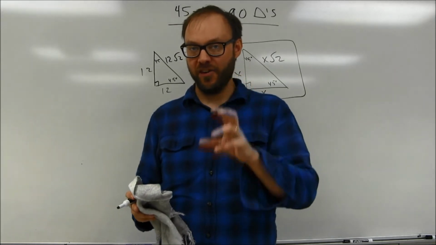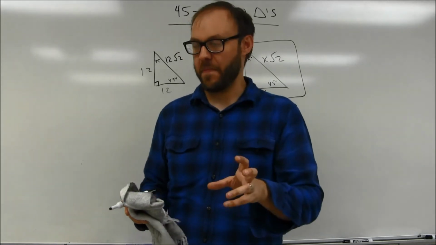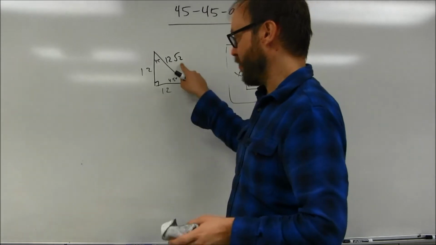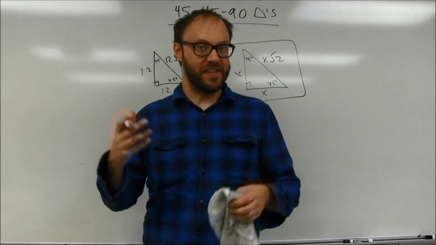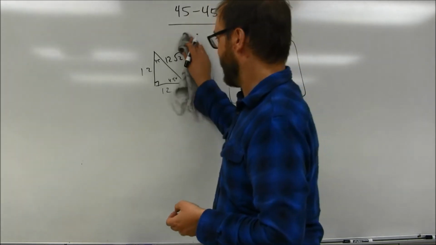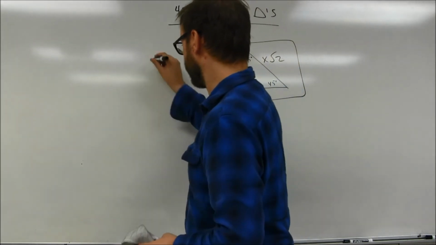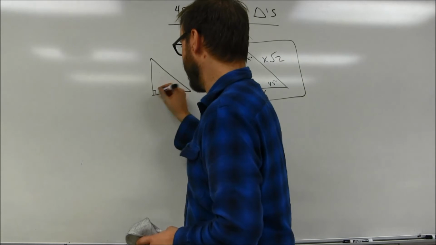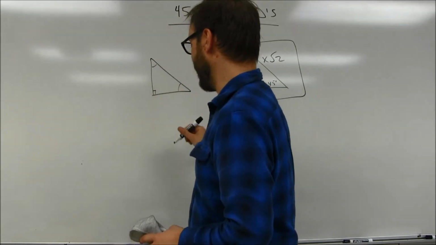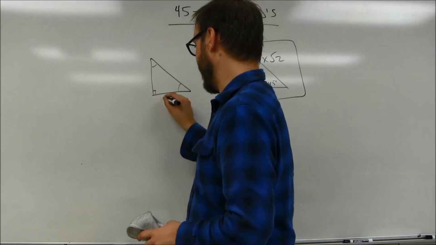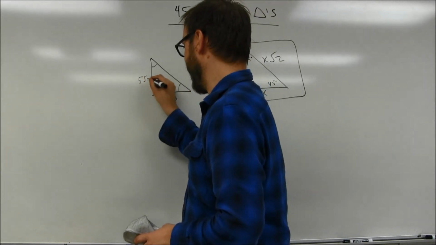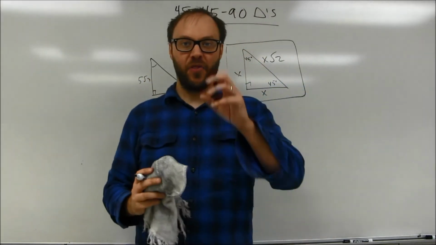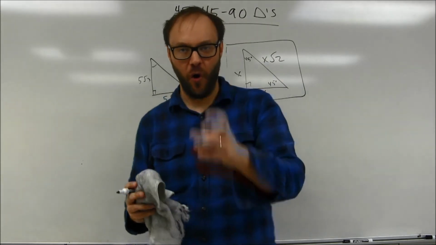Okay? Here's where things get slightly tougher. You're not always going to have a radical 2 on one of those sides. You may have different patterns occurring. For example, they might give you a 45, 45, 90 triangle. Maybe you have a side length of 5 radical 3 and 5 radical 3. Okay? The pattern still holds.